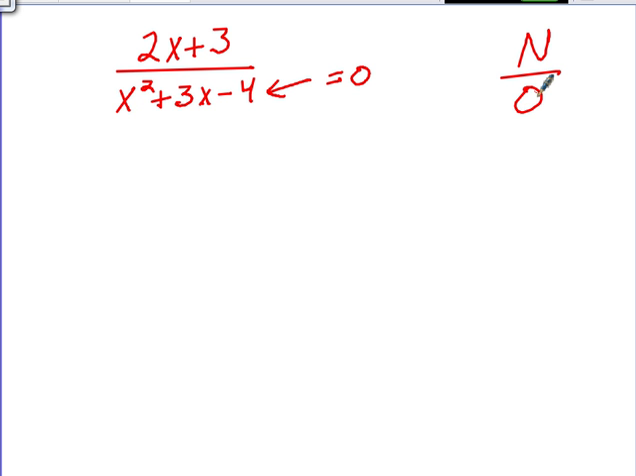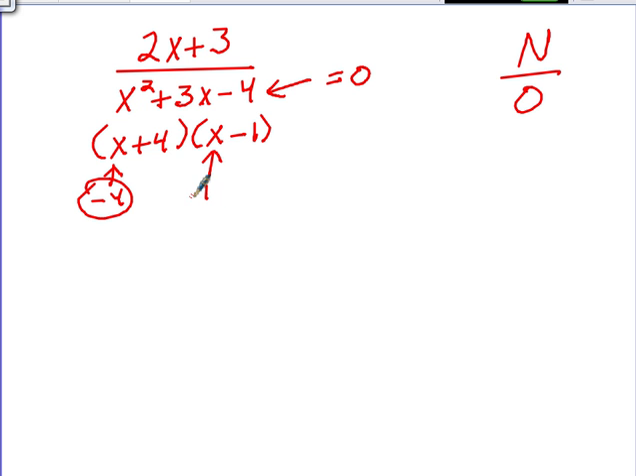So if I ask you for a domain, you would set the bottom, or you'd factor it, which in this case would be x plus 4, x minus 1. And you would say what values of x would make the bottom equal to 0. Guys, if I put a negative 4 right there, negative 4 plus 4, that's 0. 0 times anything, it doesn't matter, it's 0. If I put a 1 right there, it would make the bottom equal to 0. Those two things are not in your domain. So your domain is everything but negative 4 and 1. Can't plug those in. That gives you zeros on bottom.